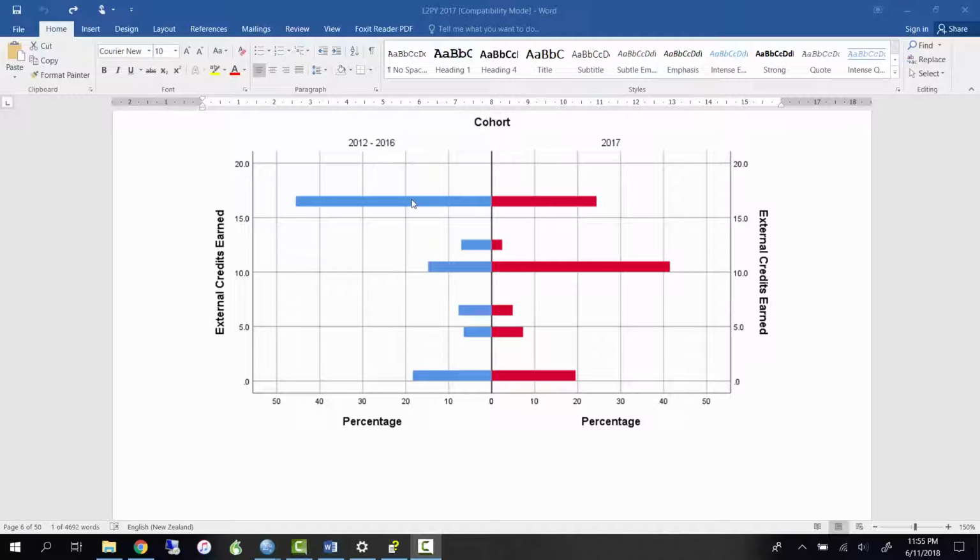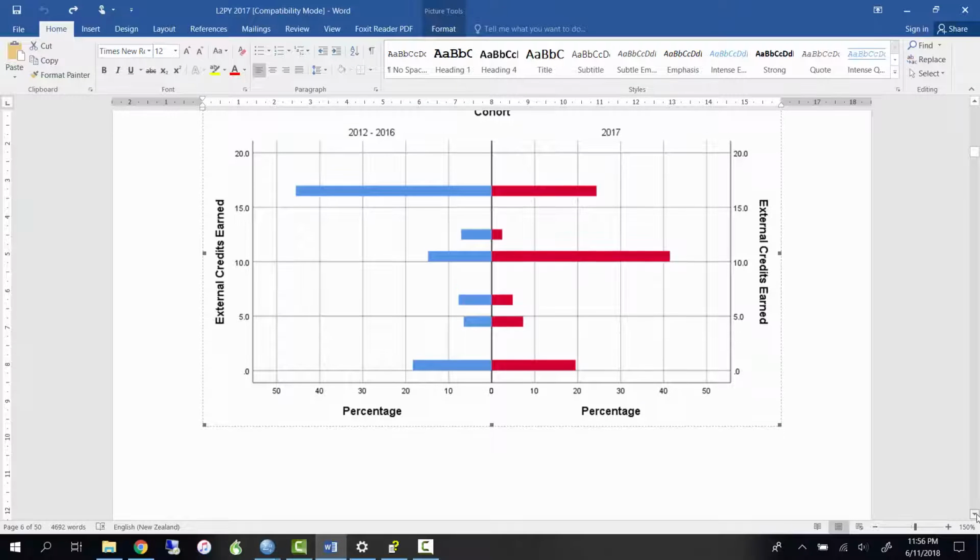So the longest bar for each of them is called the mode, the most frequently occurring, and in terms of shape, it's called the peak. And so for the 2017 distribution, we can see the peak is down here at 10 credits. And for the 2012-2016, we can see the peak is at the top, which is a good place to be, at 16 credits. So it actually looks like the 2017 distribution has earned fewer credits, which is not the best.